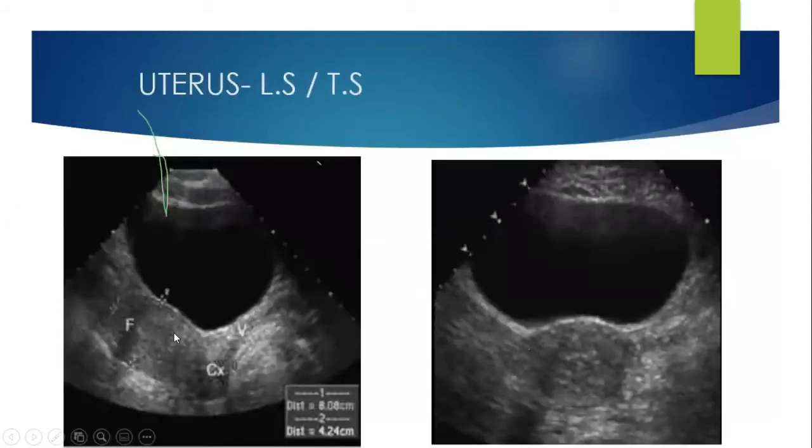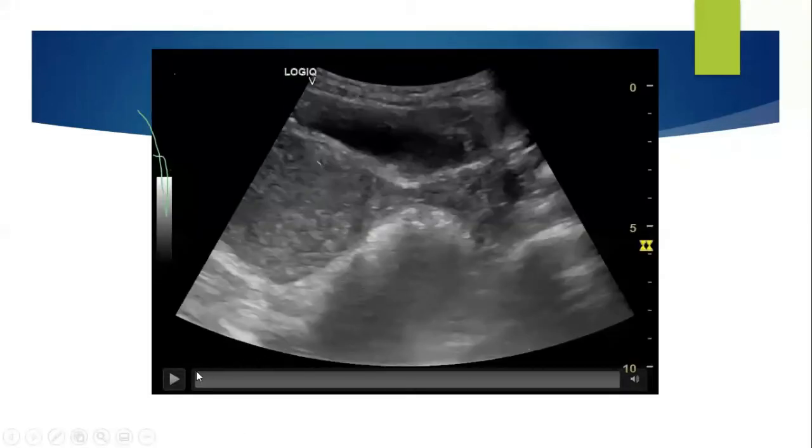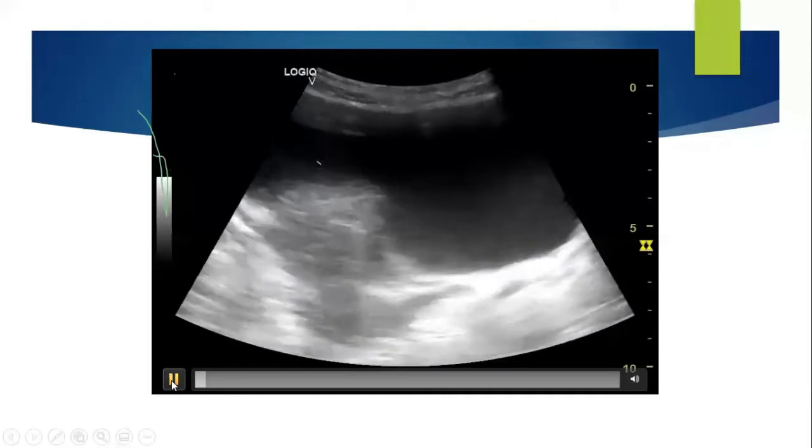Again, see this picture, trans-abdominally, we can see here this is the vagina, which is coming. And there are two angles here, the angle of version and the angle of flexion, which we'll be discussing in detail in the coming few slides, and also understand how the measurements of the uterus are taken. Now, let us see this video to understand something.